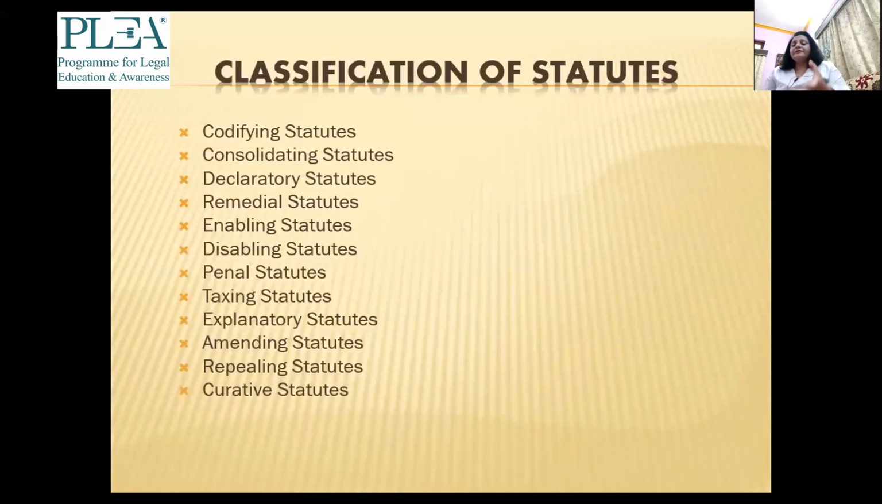So after that, we come to the classification of statutes also. The first is the codifying statutes. When the unwritten laws are codified by our legislature, it is known as codifying statutes. Then come the consolidating statutes, when we consolidate different scattered laws in a particular way.